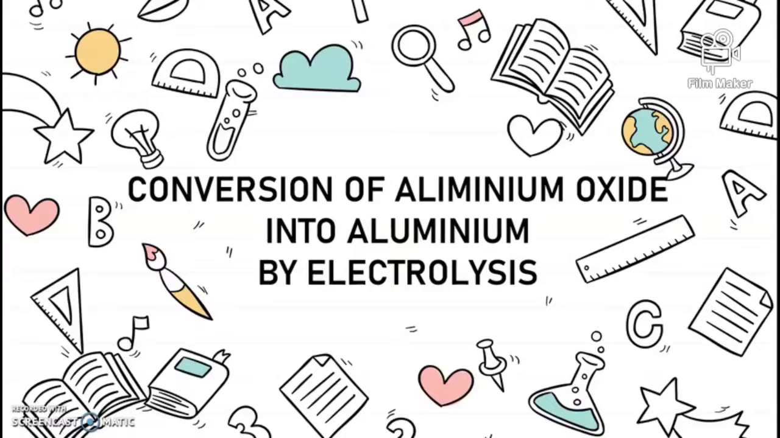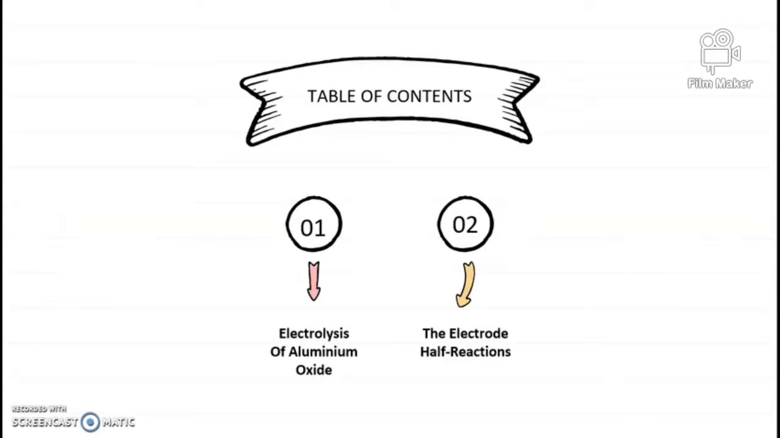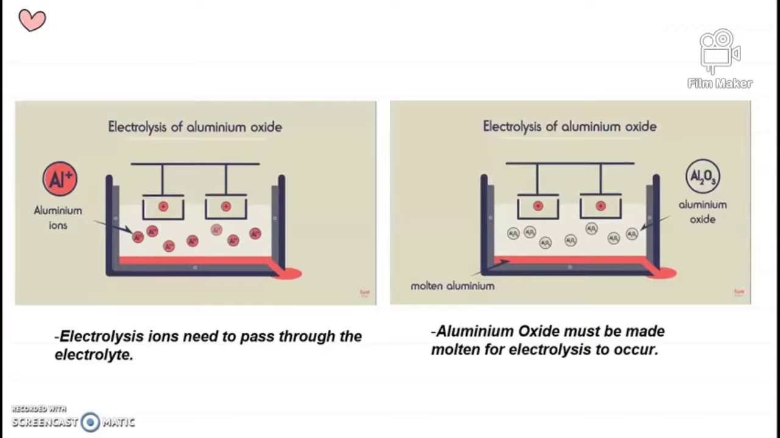My name is Nura Amalfika binti Nur Azharuddin, and today I will be explaining about the conversion of aluminium oxide into aluminium by the process of electrolysis. So now let's take a look into it. For this subtopic, I will be explaining two things, which are electrolysis of aluminium oxide and the electrode half reactions. For the electrolysis process to occur, we know that ions need to pass through the electrolyte.